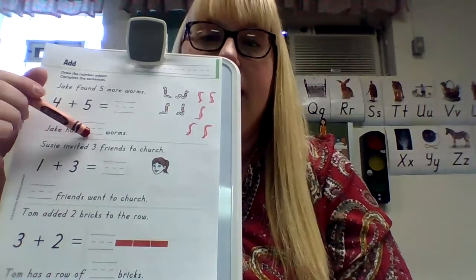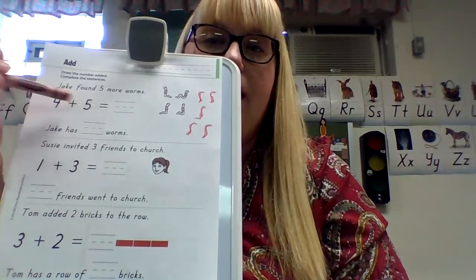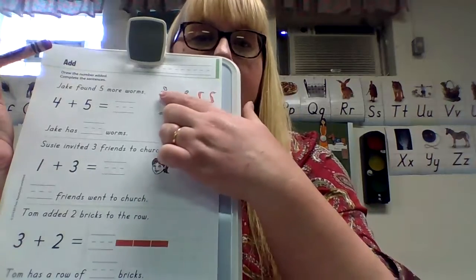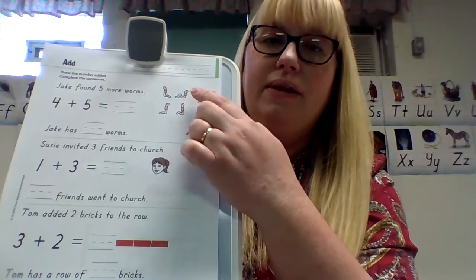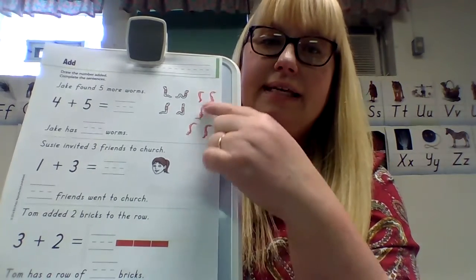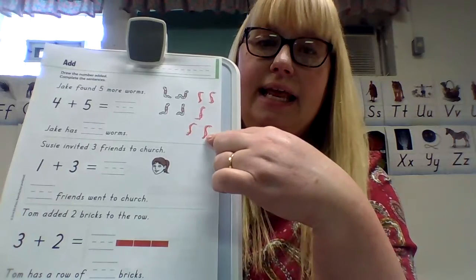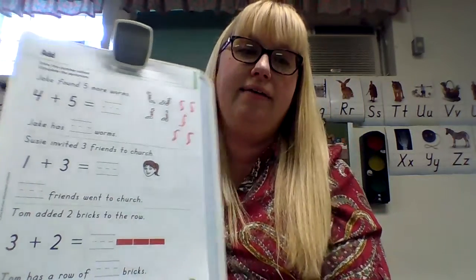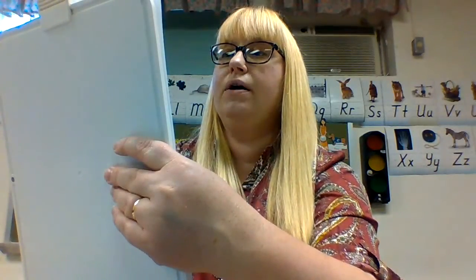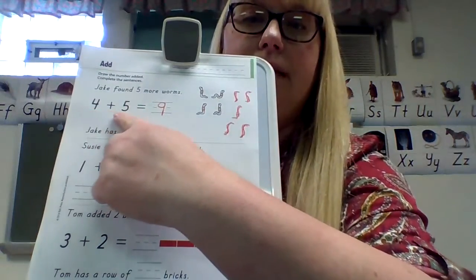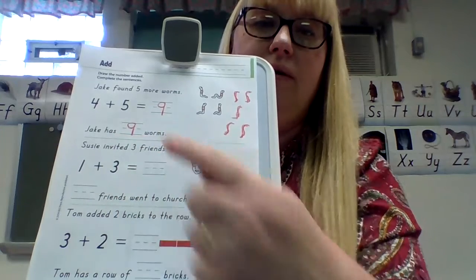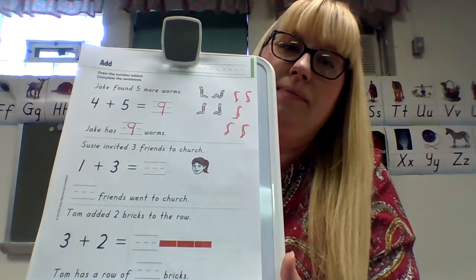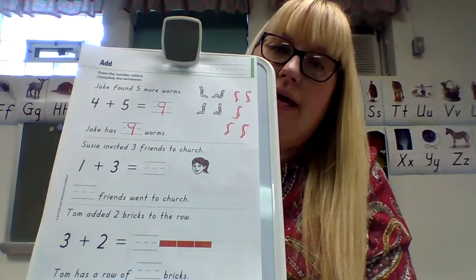Now it says Jake has blank worms. 4 plus 5 equals, so let's count 4. 1, 2, 3, 4. Let's count with the 5. 5, 6, 7, 8, 9. So how many worms does he have? 9. So 4 plus 5 is 9. Jake has 9 worms. Okay. That's what yours should look like.